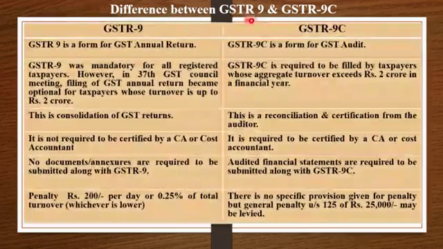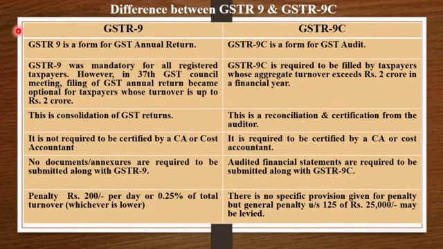What is the difference between GSTR9 and GSTR9C? So, first difference is GSTR9 is a form for GST annual return and GSTR9C is a form for GST audit. Second difference is GSTR9 was mandatory for all registered taxpayers. However, in the 30th GST Council meeting, filing of GST annual return became optional for taxpayers whose turnover is up to rupees 2 crores. GSTR9C is required to be filed by taxpayers whose aggregate turnover exceeds rupees 2 crores in a financial year.